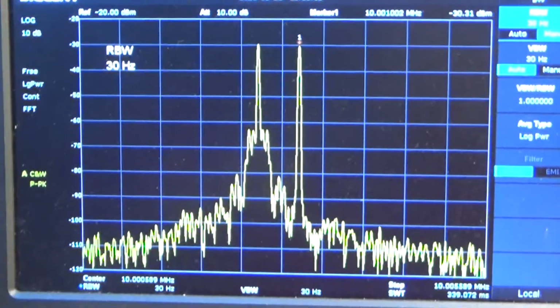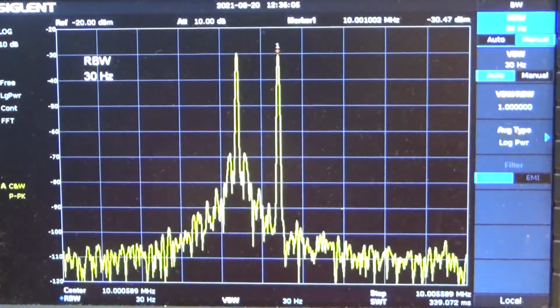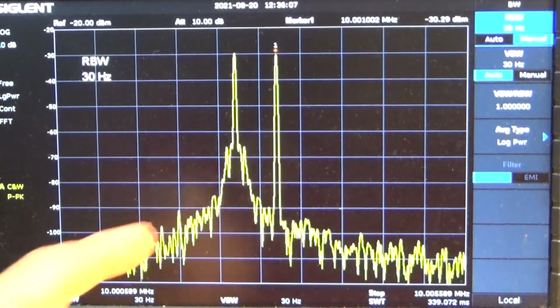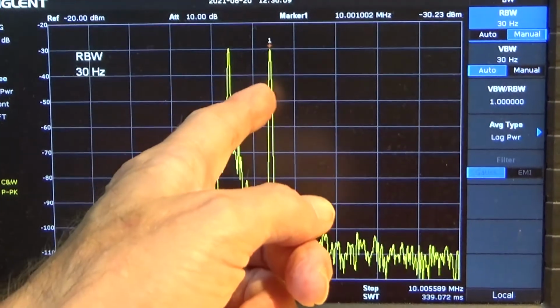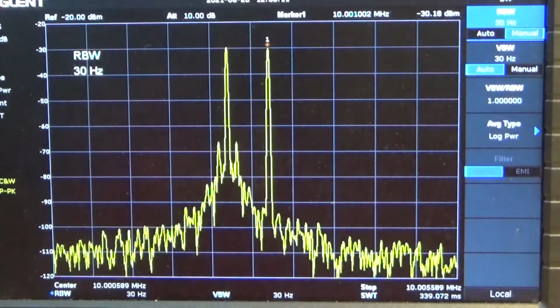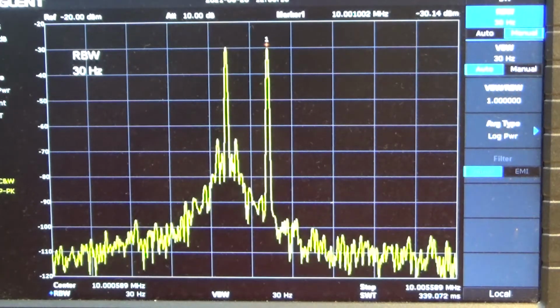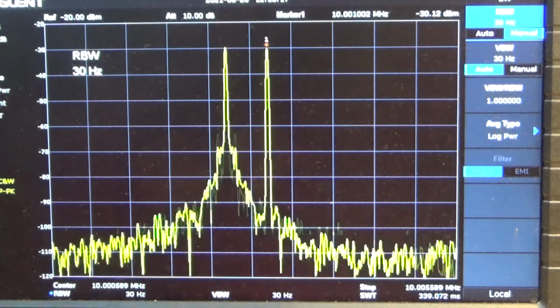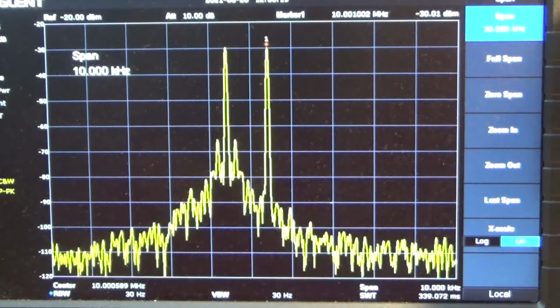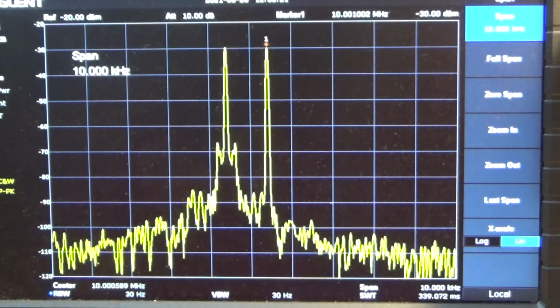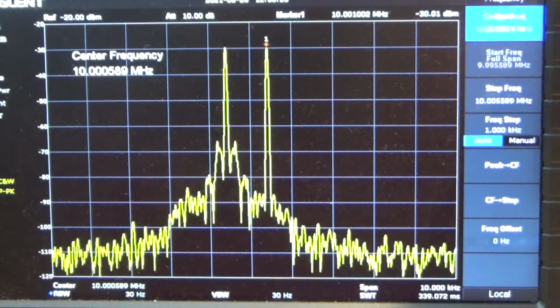So I've now got a single output, and if we look at that on the spectrum analyzer, which I've got set up to have a center frequency of roughly 10 megahertz, and it's also got a span. It's a 10 kilohertz span at the moment.